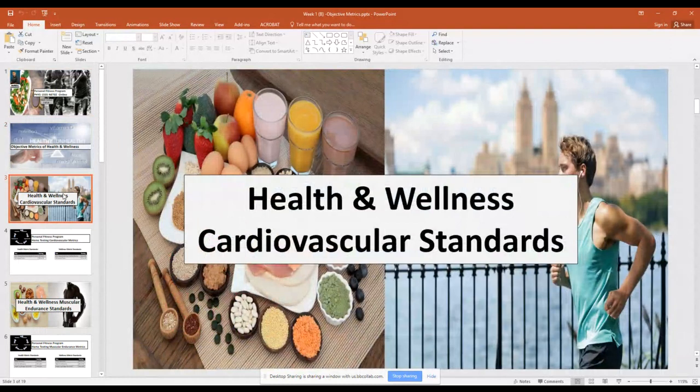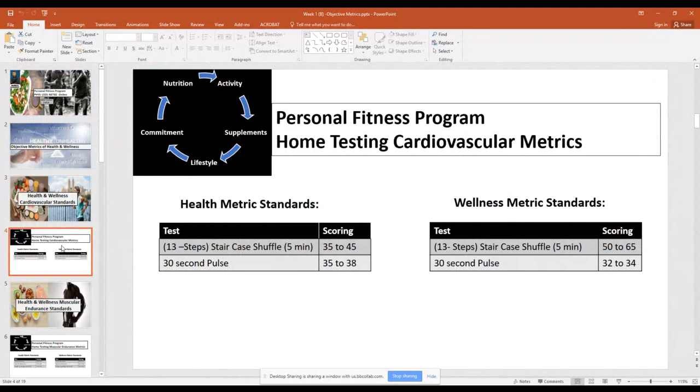We're going to start with the cardiovascular measures. And so I'm going to assume that we don't have access to a gym or exercise equipment. And so we're going to use a lot of calisthenic exercises and different modalities that are available around the home or apartment. So for the cardiovascular standards, we're going to use your pulse.